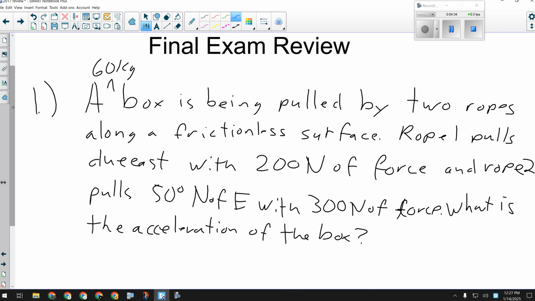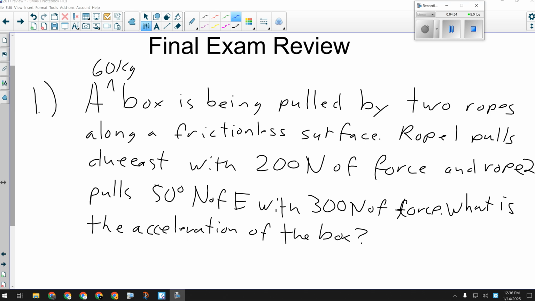Reminder, this is a Newton's second law question: free body diagram, vector diagram if necessary, and spoiler alert, it is. Tail to head, and then F equals m times a. All right, I'll give you a few minutes to try that one.